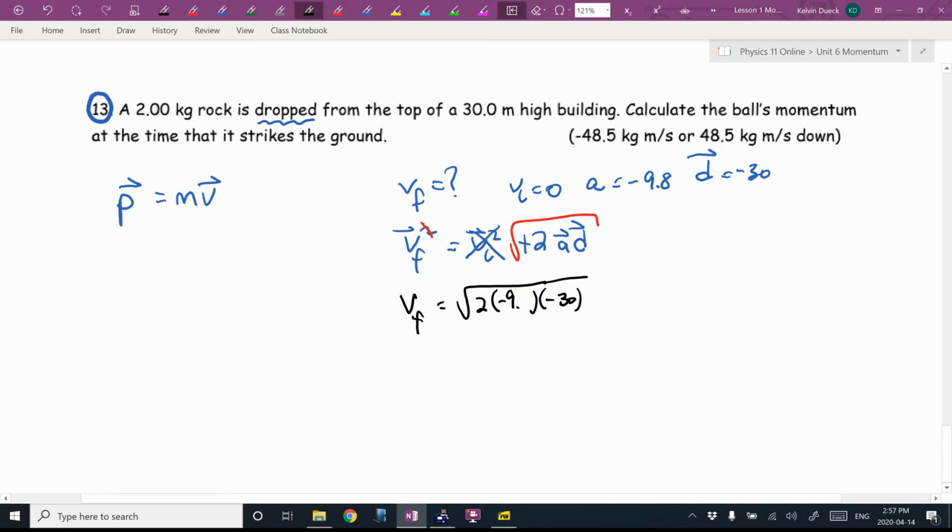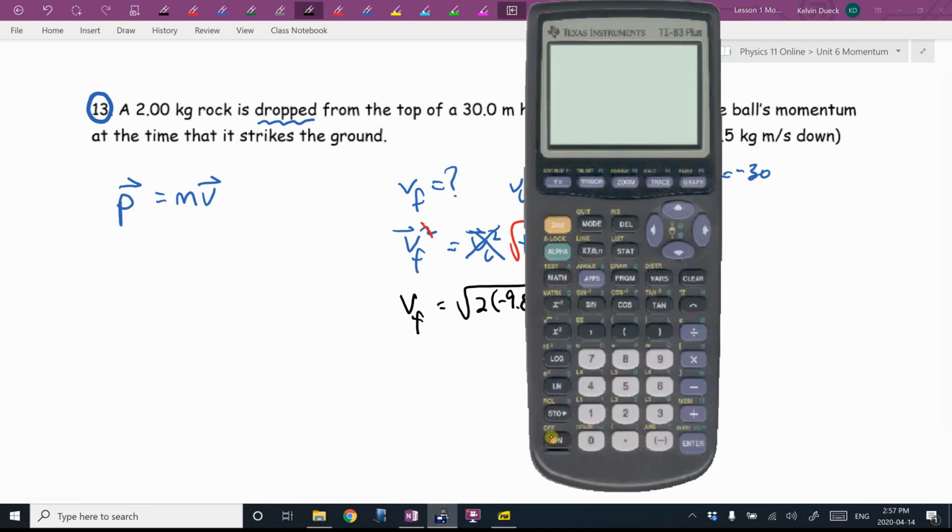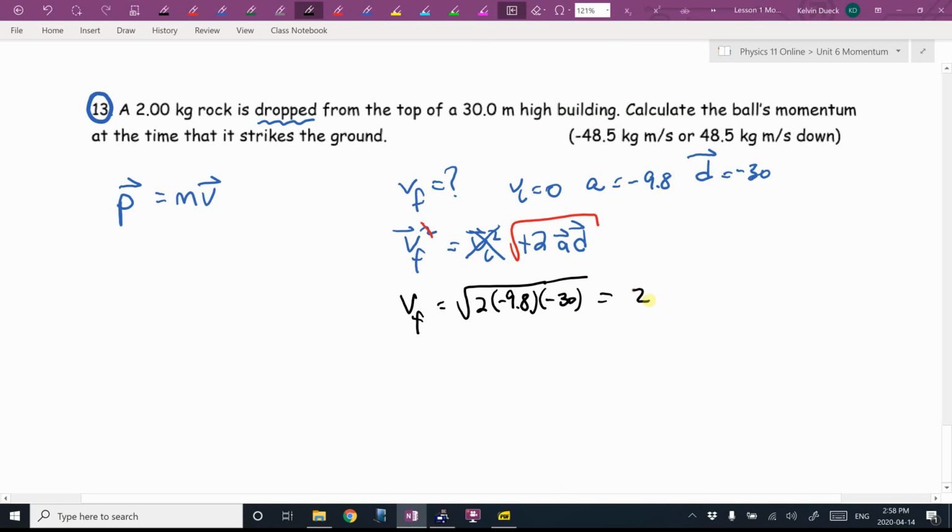Still messy. Hey, it's not that easy to write on this tablet screen. So, two times negative 9.8 times negative 30. Oh, not minus 30, negative 30, Mr. Dueck. Square root of 588. I get 24.2487. Since this is not my final answer, I'm going to resist rounding off. I'll use my answer button. So I'll write 24.2, although this is technically wrong.